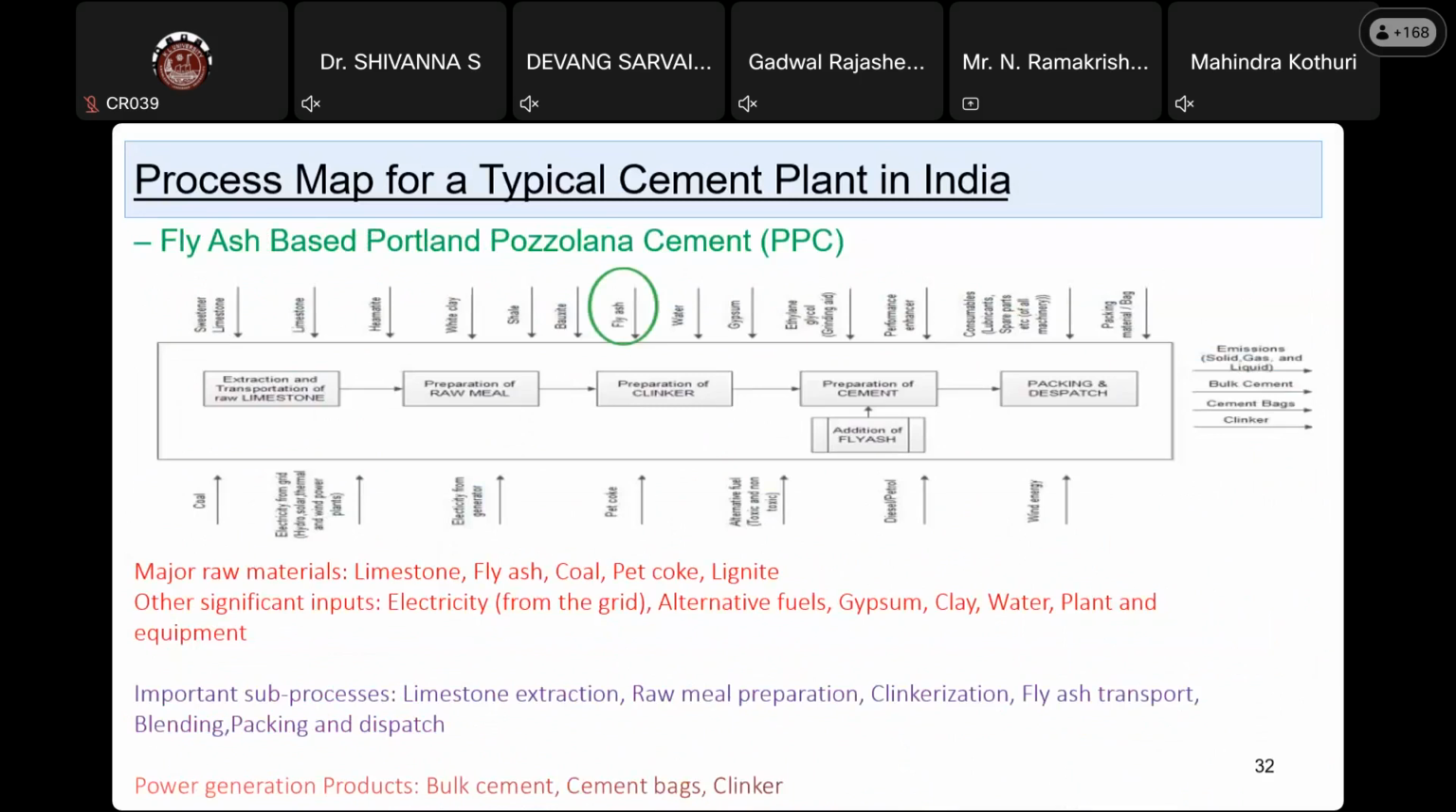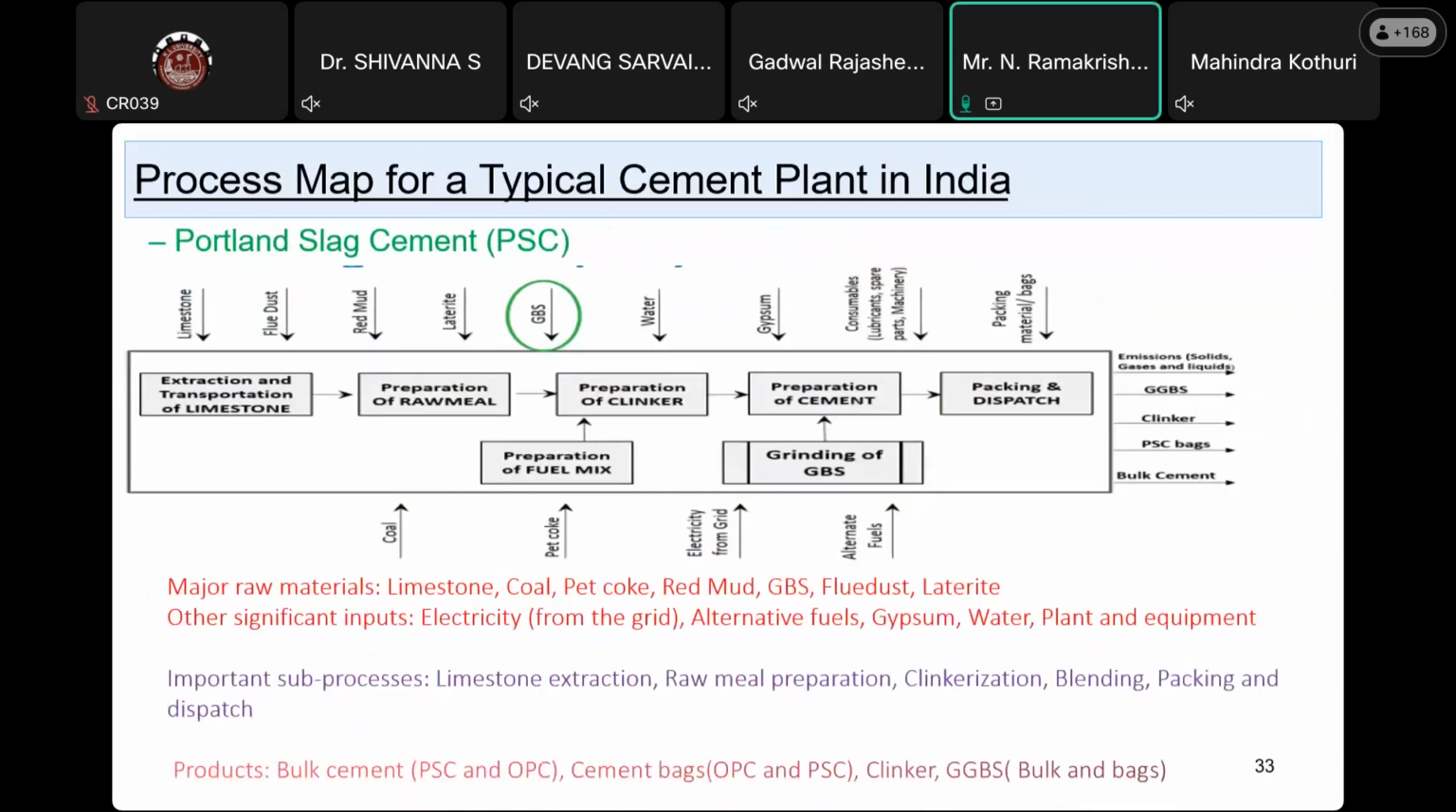OPC is there, PPC is completed. Now coming to PSC. PSC is also similar to whatever you have done. Instead of the fly ash, you are going to use GGBS. So whatever the supplementary material you're going to use, you have to check the basic properties of that, the fineness. How much finer is that compared to the existing cement? All this. See, always remember while you go for the clinker.